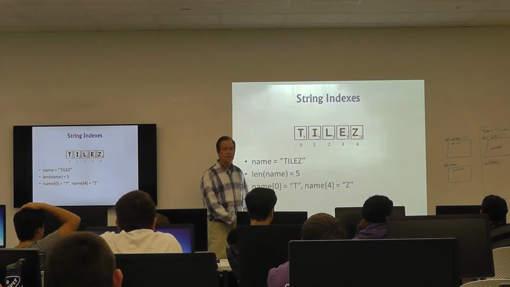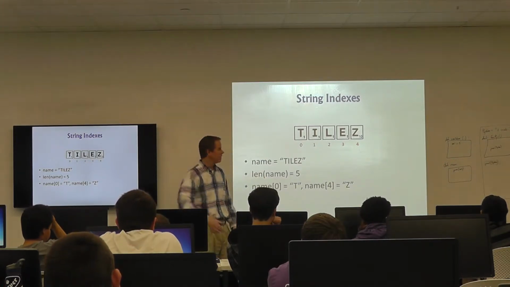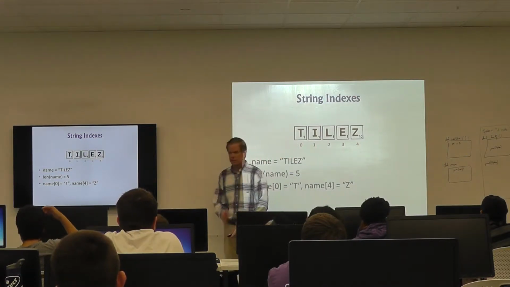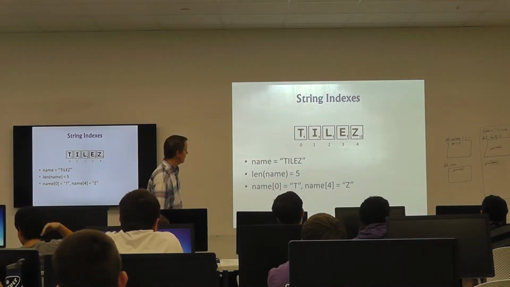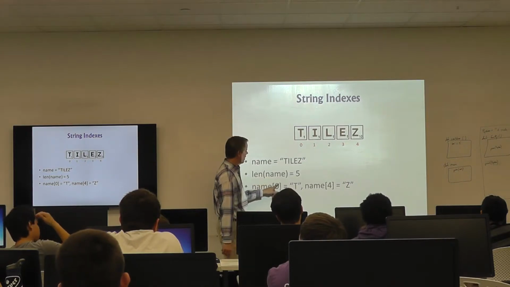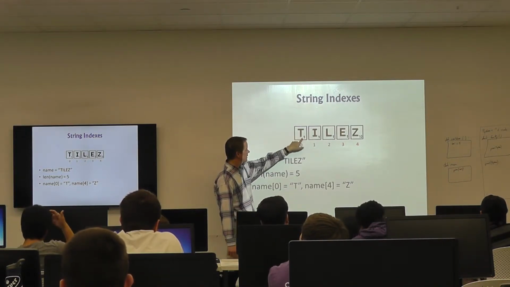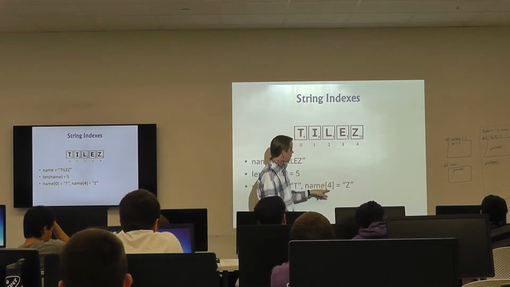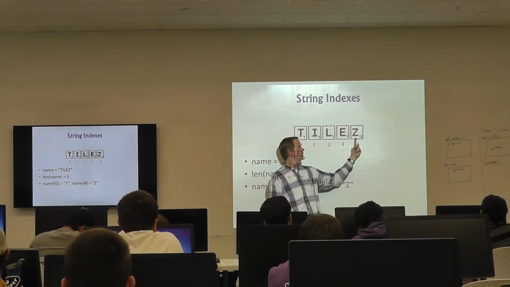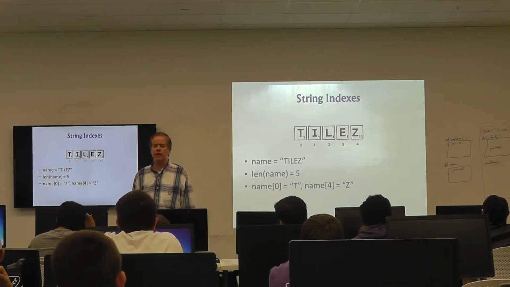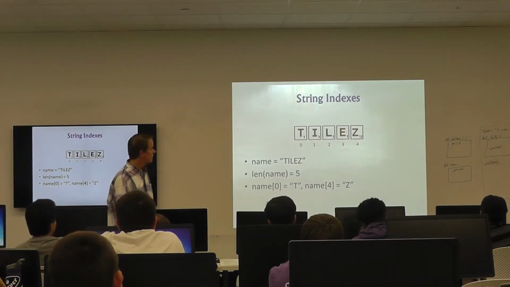Length of name is 5, but the positions go from 0 to 4. That's exactly right. That's important stuff. Remember, we're talking about Python here. If I say name, square bracket, 0, square bracket, gives me what letter? Excellent. If I do name, square bracket, 4, square bracket, gives me what letter? There we go. Indexing into strings. Not rocket science, you just have to understand how it works.